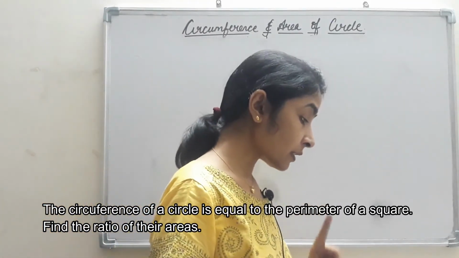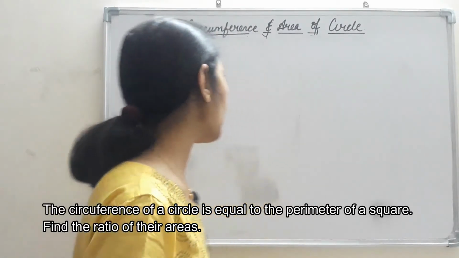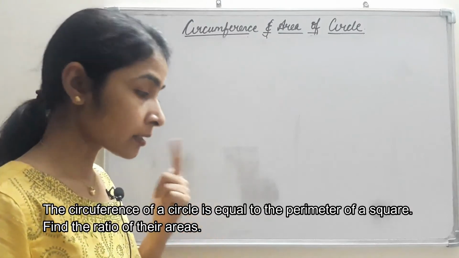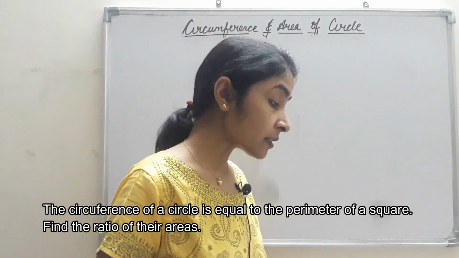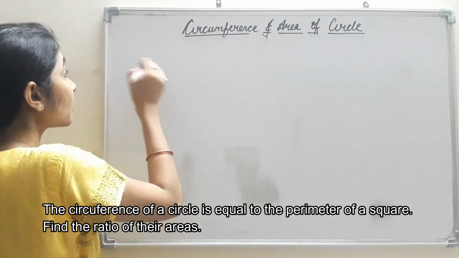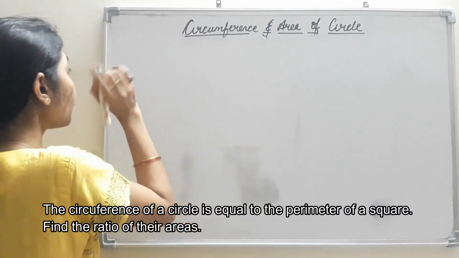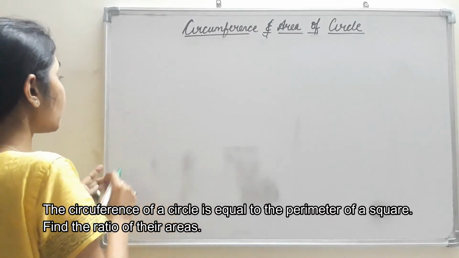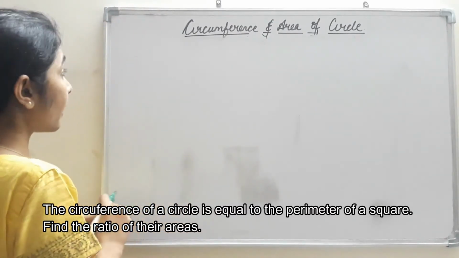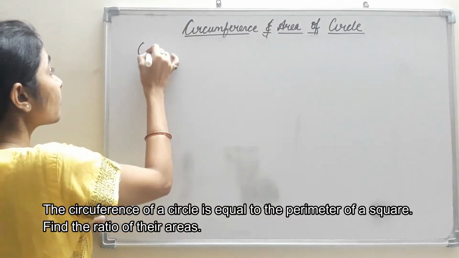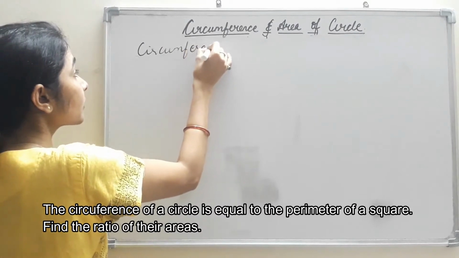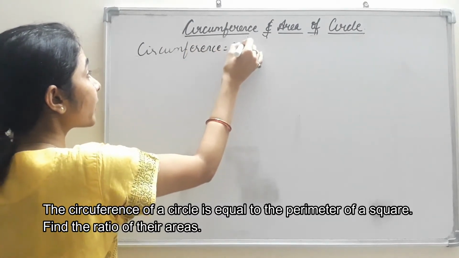The circumference of a circle is equal to the perimeter of a square. That means we are having two figures here, a circle and a square. We are given that circumference is equal to the perimeter. So first writing the formula for circumference of the circle. What is the formula for circumference of the circle? 2 pi r. Okay, so circumference is equal to 2 pi r.